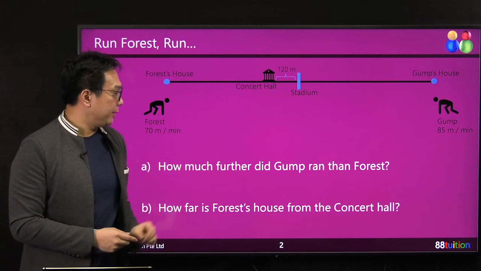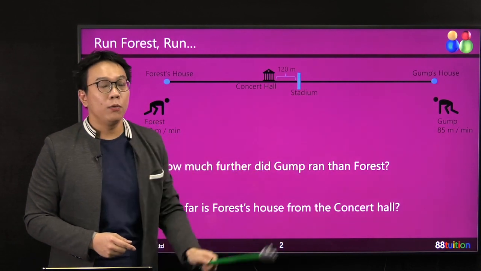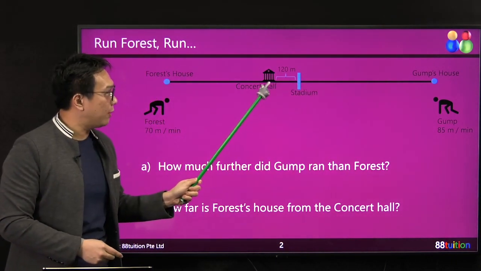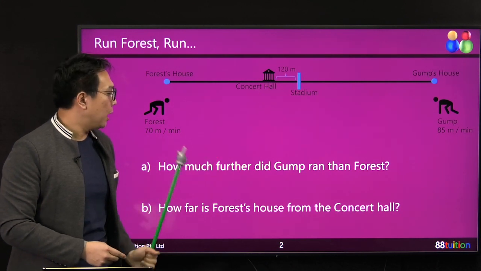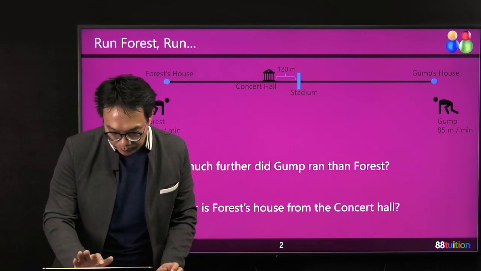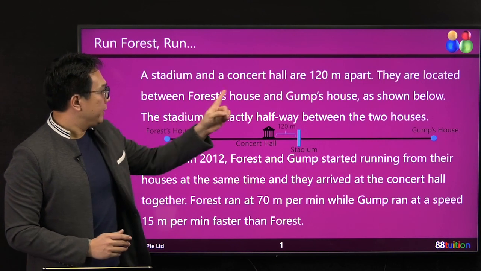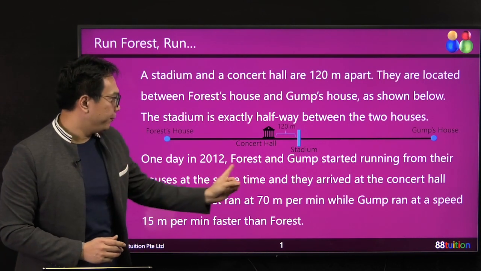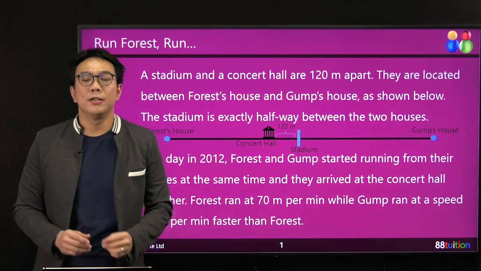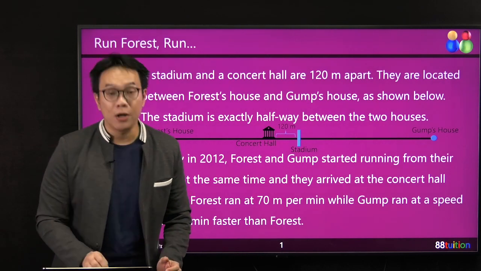How much further did Gump run than Forrest? He ran more. How come? Because down here, he still has to cover this portion to reach the concert hall. How much further did Gump run than Forrest? They met at the concert hall. Is that true? Let me check the previous question. They are located between and so on. They started running from the houses at the same time and arrived at the concert hall. So the final destination is the concert hall.